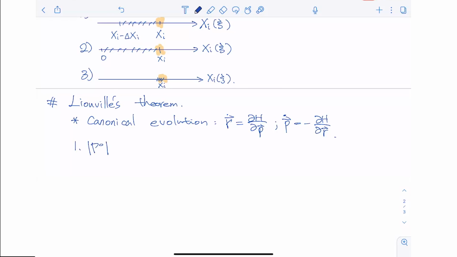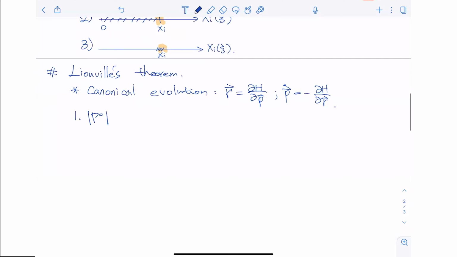that if you start your system, or if you have a set of systems constrained within a phase space volume gamma 0, as the systems evolve as a function of time, this volume of the phase space will evolve from gamma 0 to gamma t. And Liouville's theorem says that this volume will be invariant under the canonical evolution.